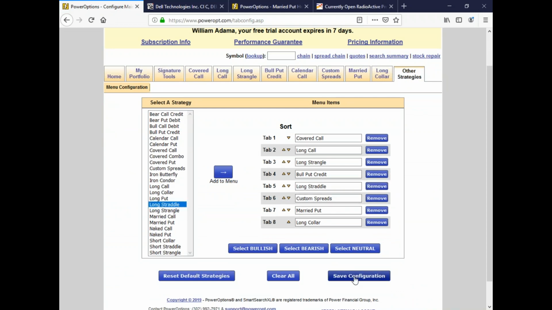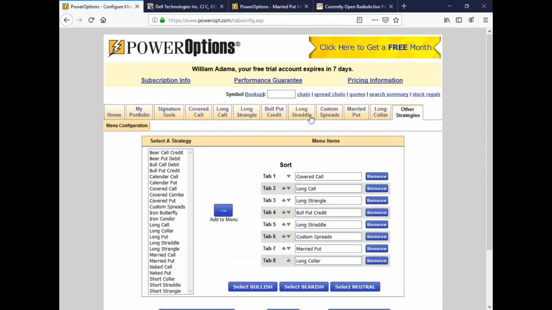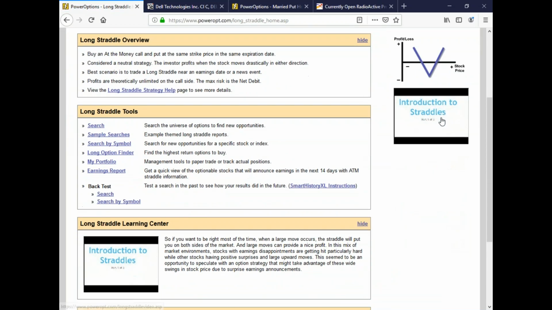All right, so let me add long straddle to our configuration here. Yeah, this is the introduction to straddles part 1, sort of the theory that Ernie's working on now, and part 2 and part 3 will be coming out eventually. But it discusses his approach to earnings straddles, what worked, what hasn't worked, time frames that worked, entry positions, exit time frames, and a lot more.